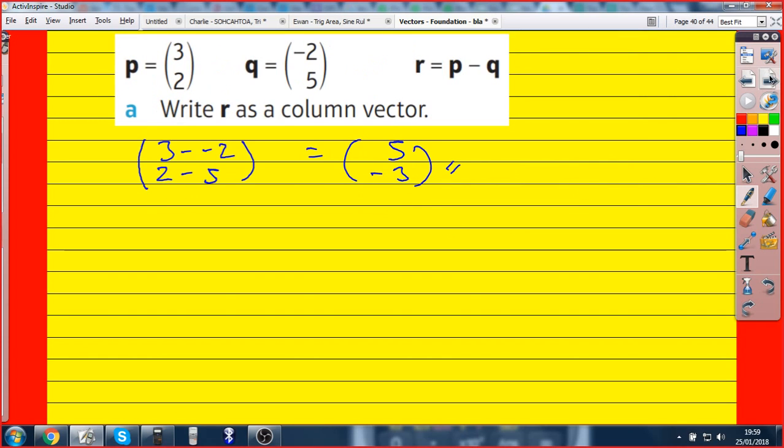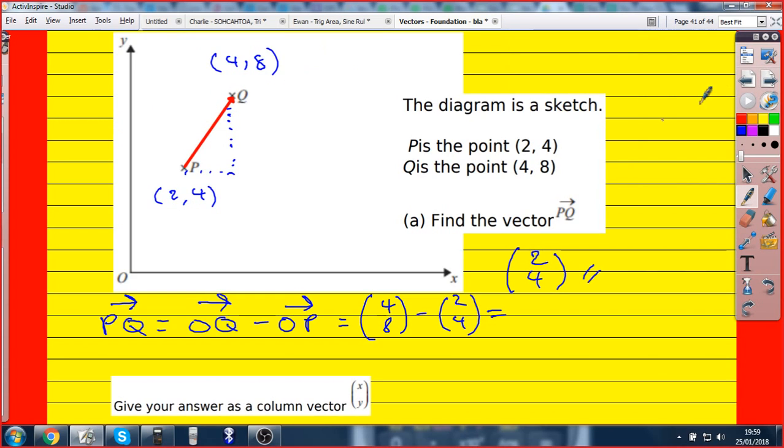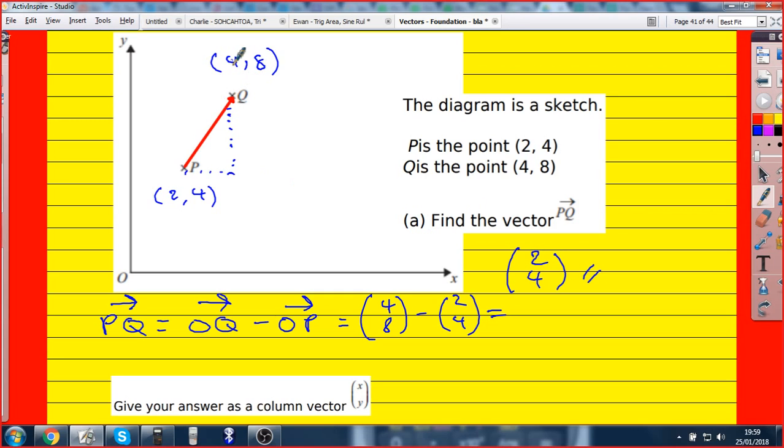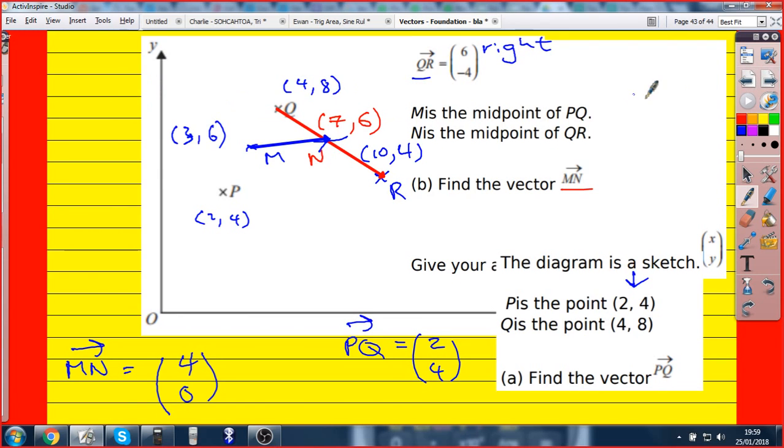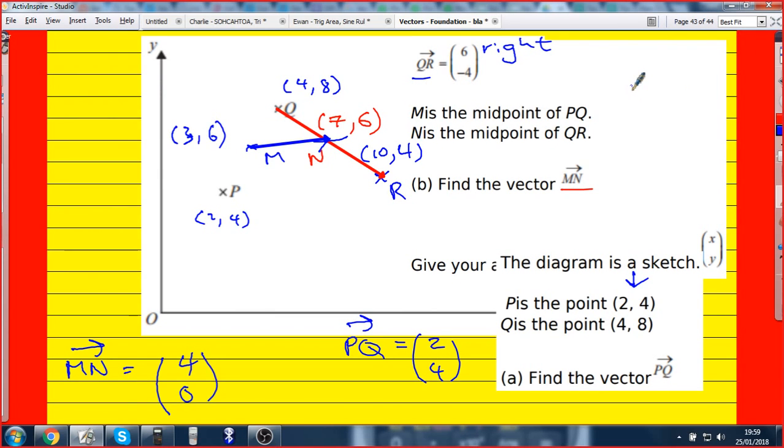Then we did subtracting vectors. So this one is like subtracting vectors. 4 minus 2, 8 minus 4, 2, 4. Or just 2 right, 4 up. And then this was the hardest one. And that was involving midpoints and lots of stuff.